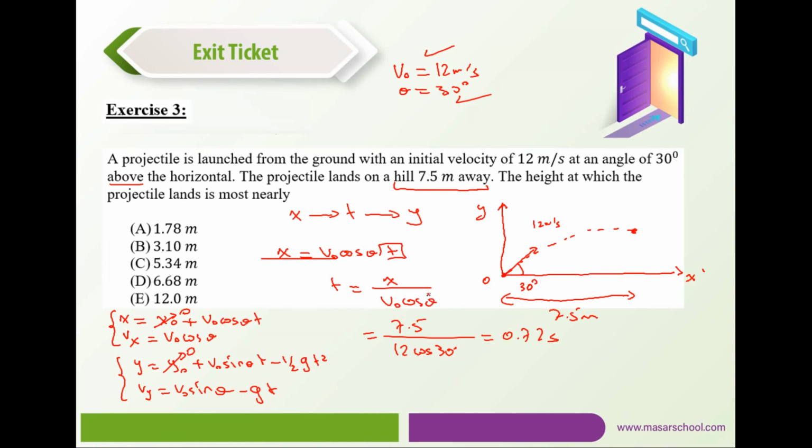Now we have the time. The time can be replaced in the vertical position. The vertical position is given by v0 sine theta t, which is 12 sine 30 multiplied by the time, which is 0.72, minus half gravity, which is 9.81, multiplied by 0.72 to the power of 2. Plugging this expression into the calculator, we're gonna have a vertical position of 1.78 meters almost. Then in this case the correct answer would be A.